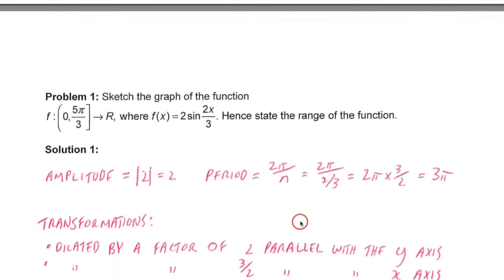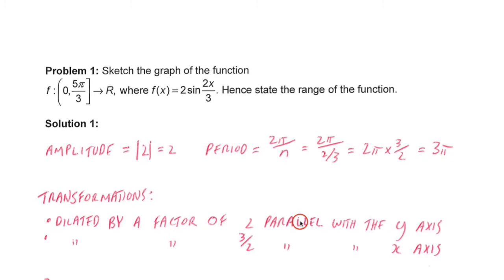Describing the transformations is always a good idea, just to get our heads around what's happening. First of all, it's dilated by a factor of 2 parallel with the y-axis. That's given from this 2 here. That just means that every y value on the original y equals sine of x has been multiplied by 2. Also, we see that it's been dilated by a factor of 3 on 2 parallel with the x-axis. What this tells us is that every x value on the original graph has been multiplied by 3 on 2.